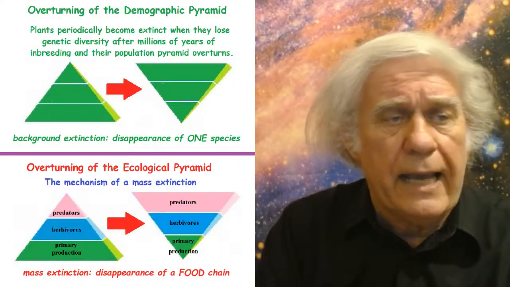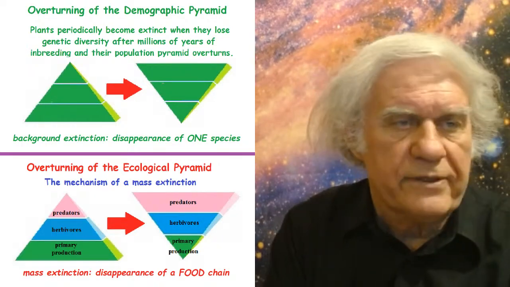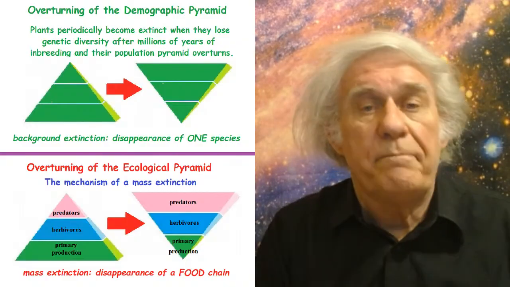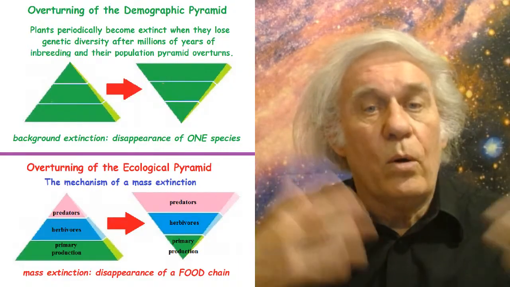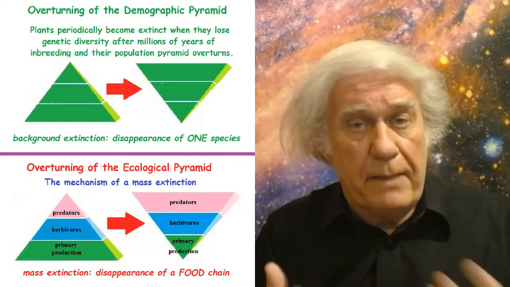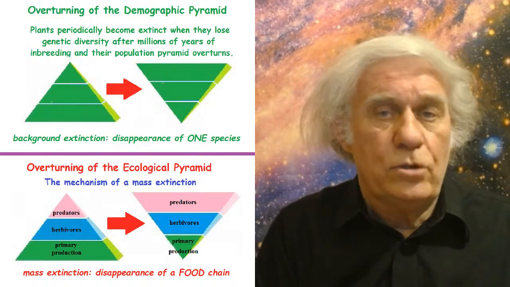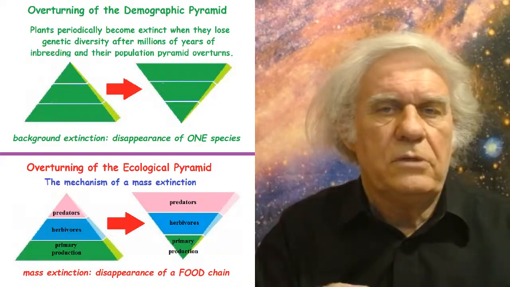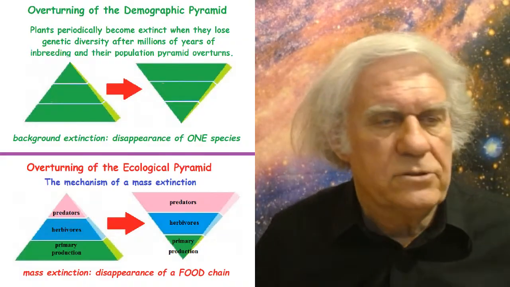And it's important to know the mechanism of extinction, of a background extinction where a single species is wiped out by Mother Nature, and another one where a whole order, really, I call it a food chain, disappears. So here are the suggestions of how extinction happens. We have the overturning of the demographic pyramid, and that's when a single species disappears. Why does it disappear? Because its population pyramid overturns. You have more and more older and fewer younger members in that population. That's one issue. And the other issue is they lose, after thousands, perhaps millions of years, their genetic diversity. So those two cause a double whammy and kill the species.